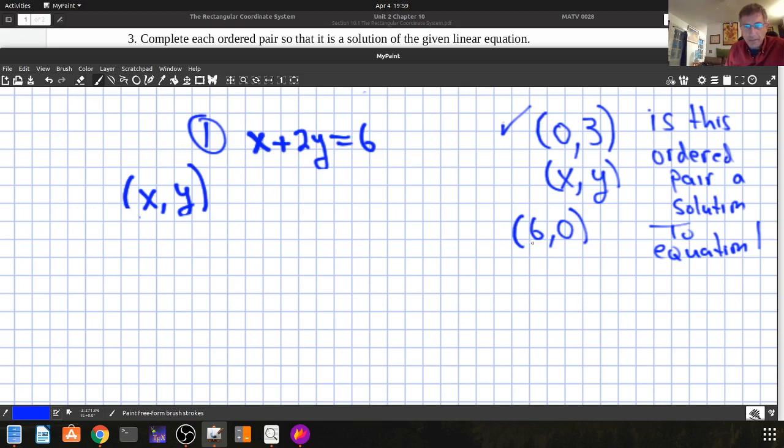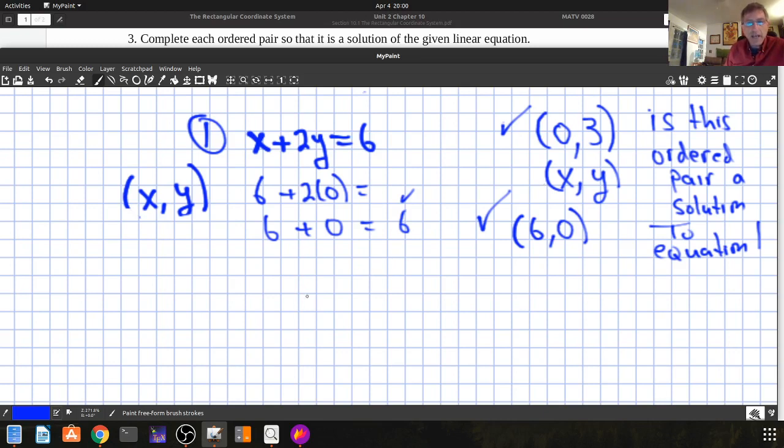So I replace, remember this is x, x is 6, y is 0. So 6 plus 2 times 0 is equal to 6 plus 0, which is equal to 6. So the ordered pair 6, 0 is also an ordered pair solution to equation 1.